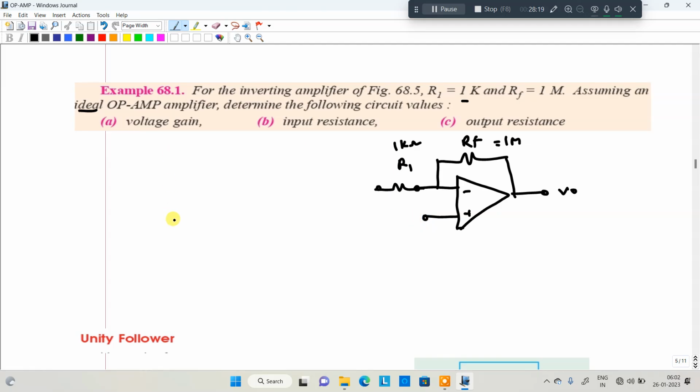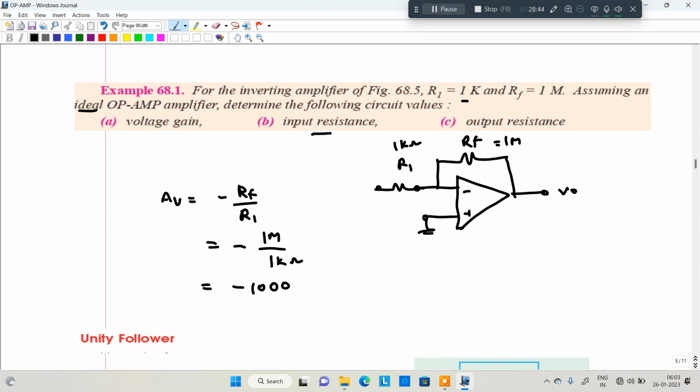The first one is the voltage gain. What is the voltage gain? The voltage gain formula AV is equal to minus RF divided by R1, since it is an inverting amplifier, right? RF is 1 mega ohm divided by 1 kilo ohm. So finally we will get minus 1000 as the gain.